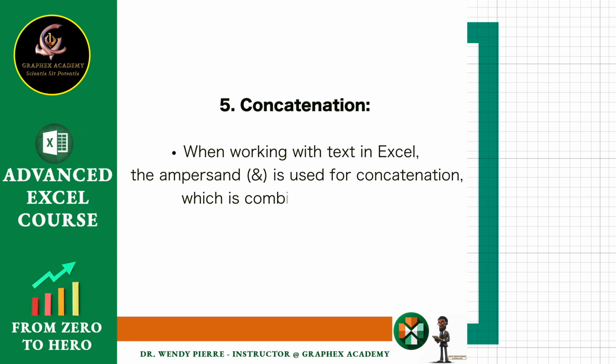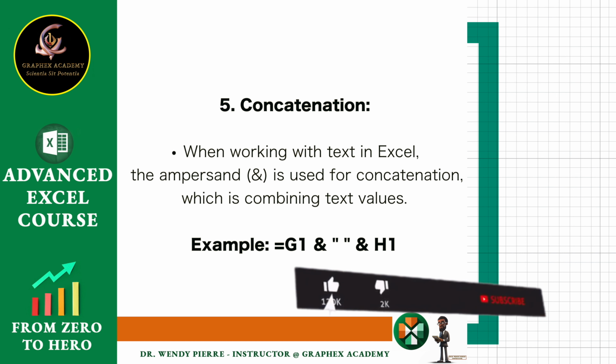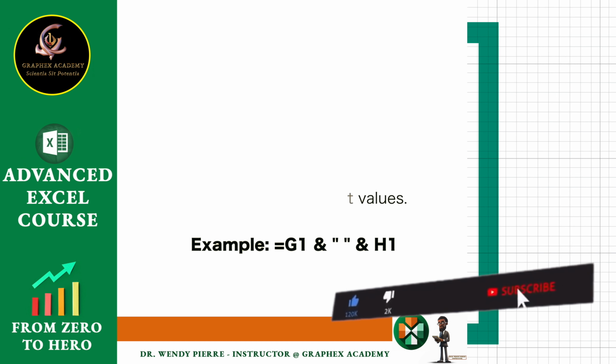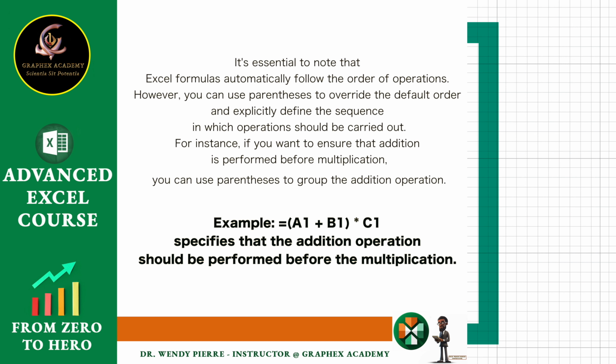5. Concatenation. When working with text in Excel, the ampersand is used for concatenation, which is combining text values. Example: =G1&H1. It's essential to note that Excel formulas automatically follow the order of operations.